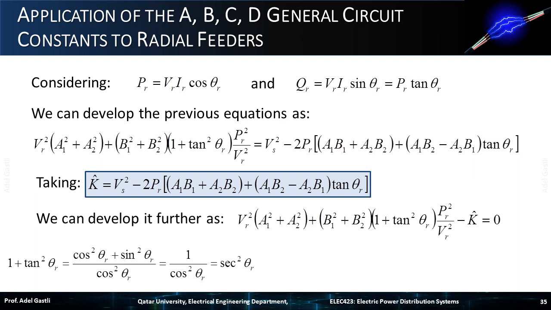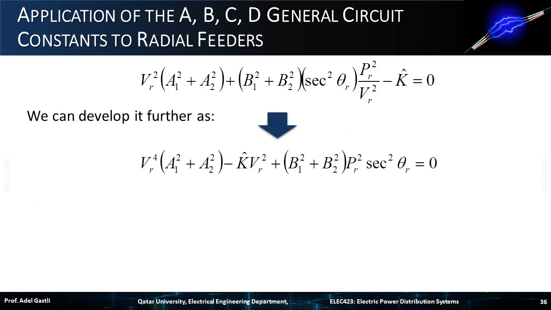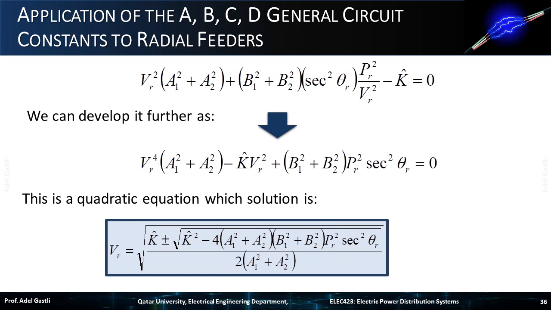Note that, 1 plus tangent square theta R equals cosine square theta R, plus sine square theta R, over cosine square theta R, which is equal to 1 over cosine square theta R, or secant square theta R. Thus, the previous equation can be rewritten as follows. We can develop this equation even further as follows. Notice that, this is a quadratic equation, whose solutions can be obtained as shown below.